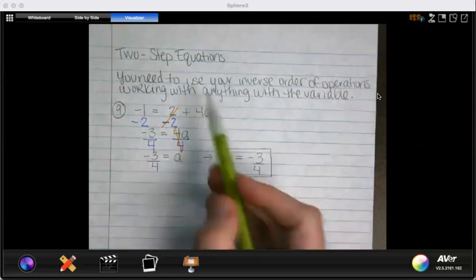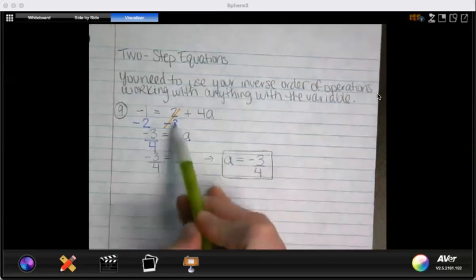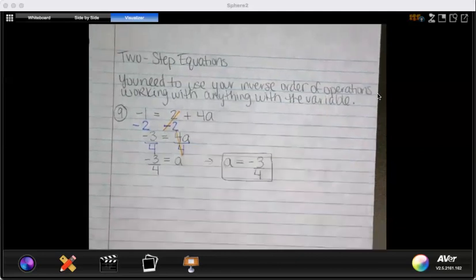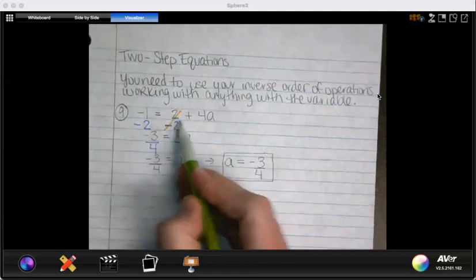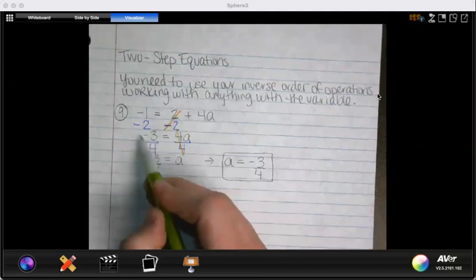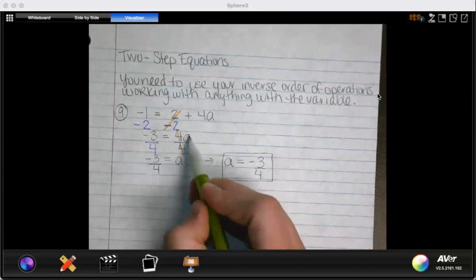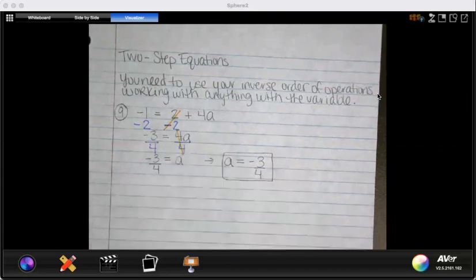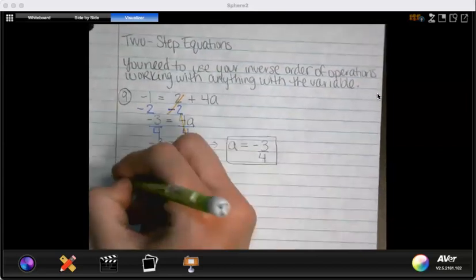So again, with two-step equations, you have to work your inverse operations, working with anything on the variable side. So the 2 was furthest away from the a, so I subtracted it. And then the 4 is right with the a, and therefore I divided it. Let's look at the next problem.